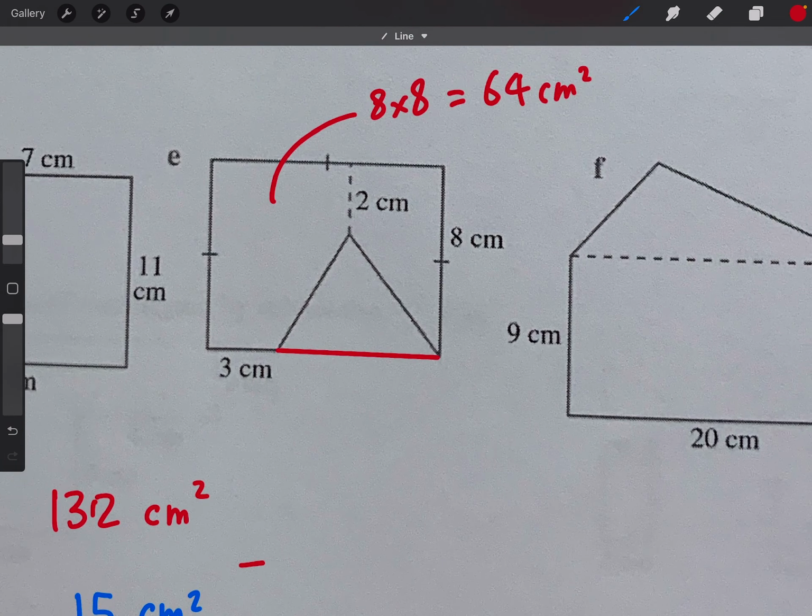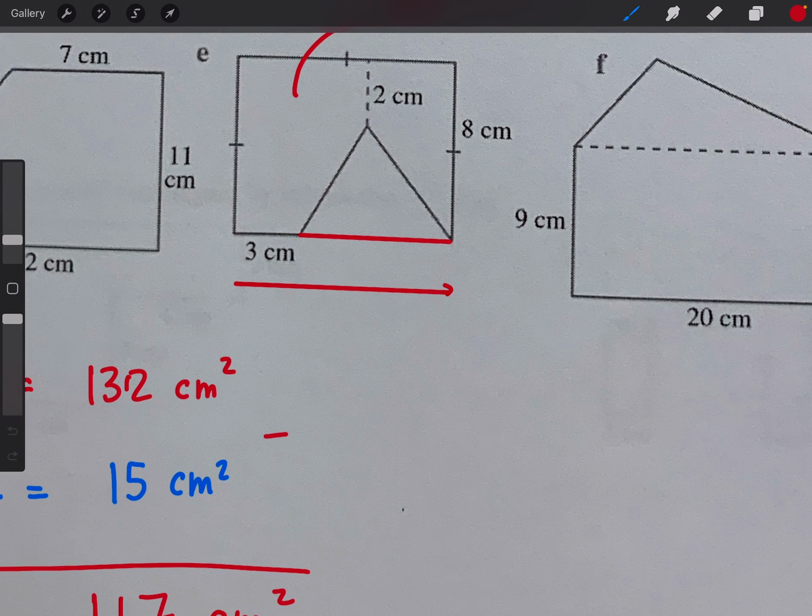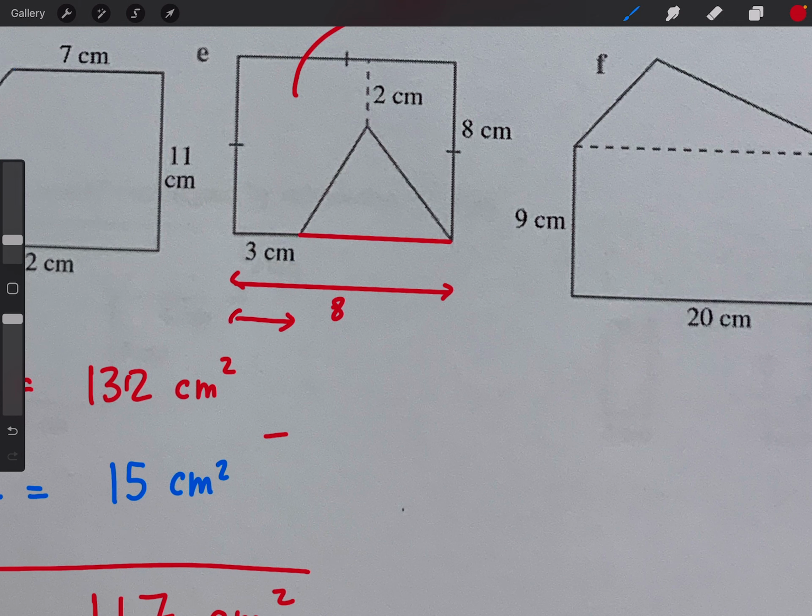Yes, we do. Okay, so from here to here is 8, but from here to here is 3. So therefore 8 take away 3 is 5. This must be 5. So therefore this is 5 centimeters for the red length.